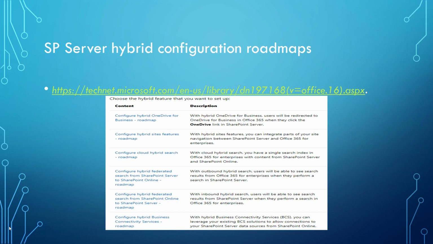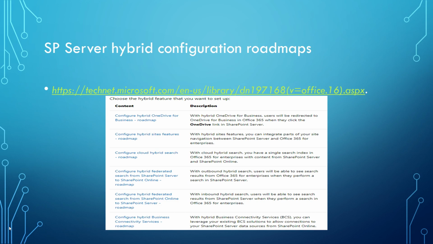So here is the hybrid configuration roadmap that I have listed. At the top, you would see a link, and this goes directly to the Microsoft document, and it allows you to understand what kind of implementation you would need according to this chart. So as you can see over here, configuring your hybrid OneDrive for Business, configuring your cloud hybrid search. It could be a hybrid federated search from SharePoint Online to a SharePoint server. So these are the different kinds of roadmaps.